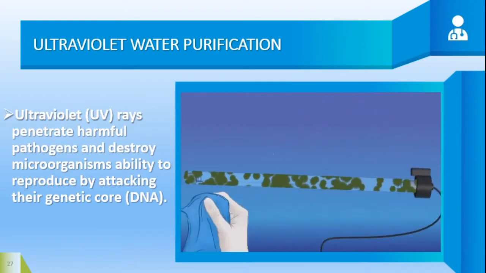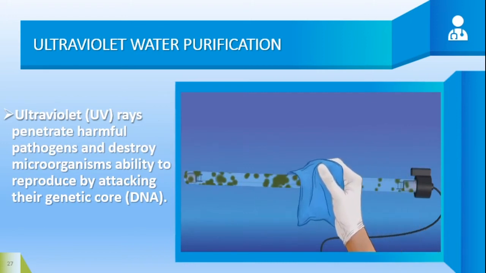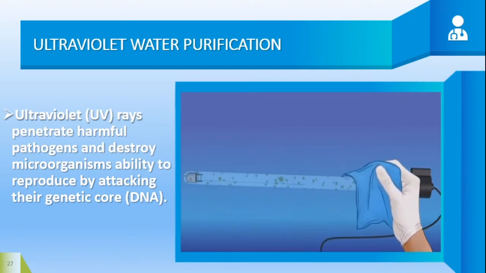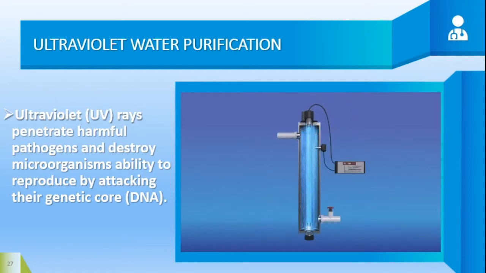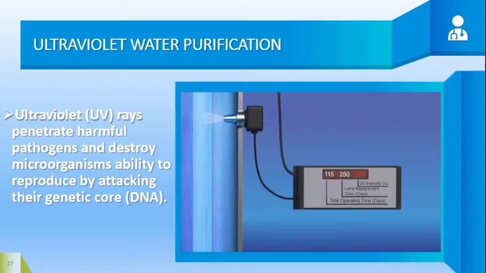UV light systems don't require a lot of maintenance, but it is critical that this glass tube is clean or the light won't reach the water properly. It can be hard to know if this tube is clean enough. This is another reason why systems with added UV sensors are highly recommended for monitoring.